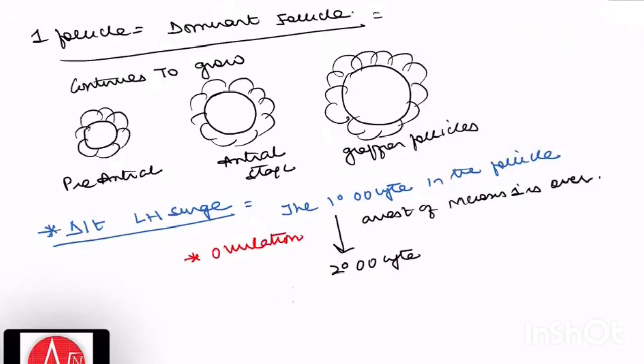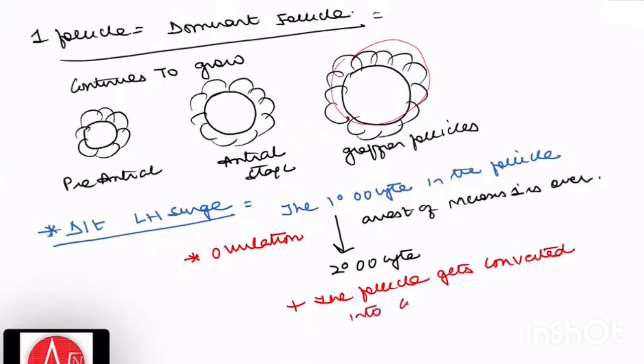And plus what is going to happen? The follicle, ये जो follicle रह गया, follicle gets converted into corpus luteum. Right? So primary oocyte convert हो गया secondary oocyte में, and obviously first polar body will be released. And ये जो follicle था, that gets converted into corpus luteum.